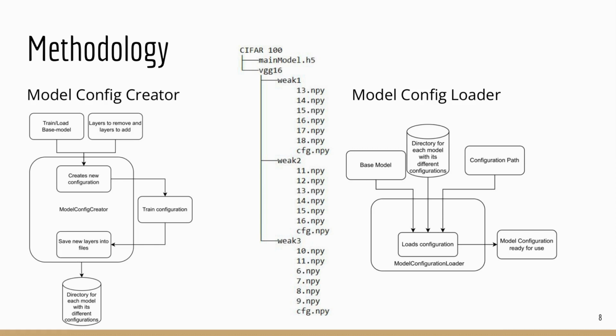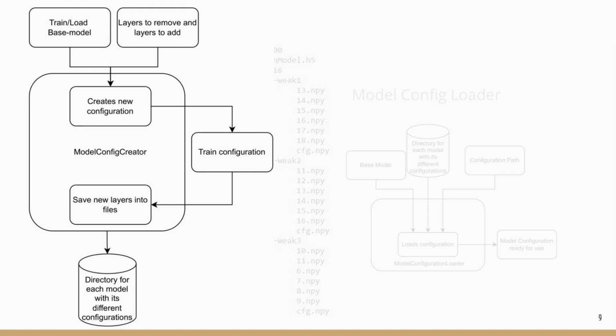So moving on, to be able to implement our idea, we create two frameworks to help us implement the idea, and they are the model configuration creator and the model configuration loader. So starting with the model configuration creator on the left, basically given any pre-trained model and then a configuration, it removes the layers that need to be removed from the base model and replaces them by the layers that we need, and outputs a trainable configuration, and we can use this trainable configuration to train it.